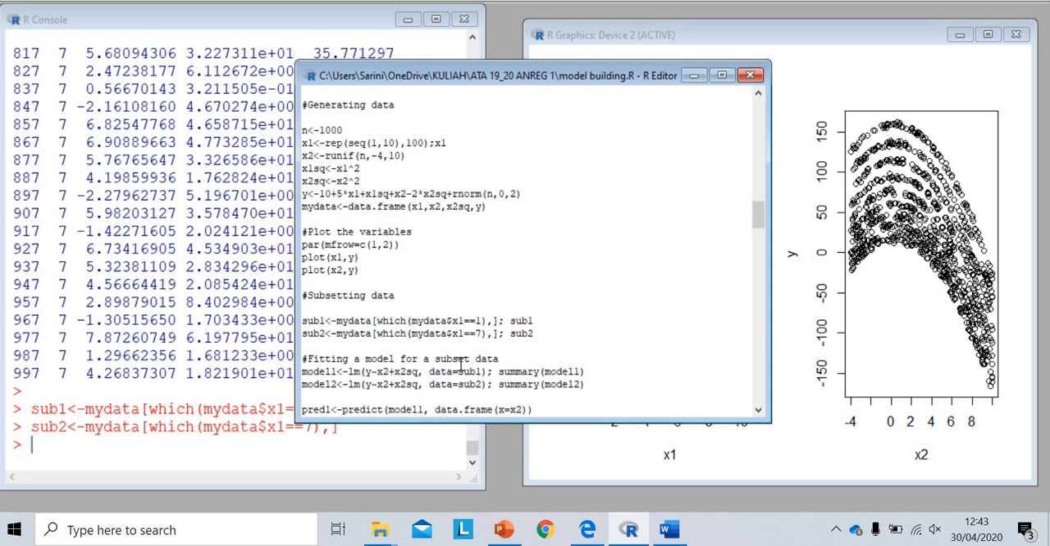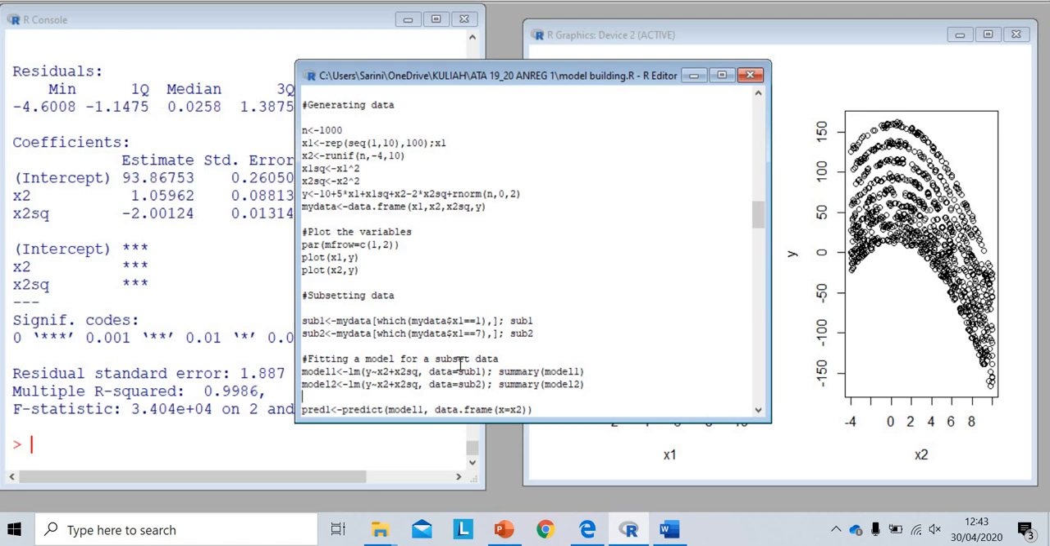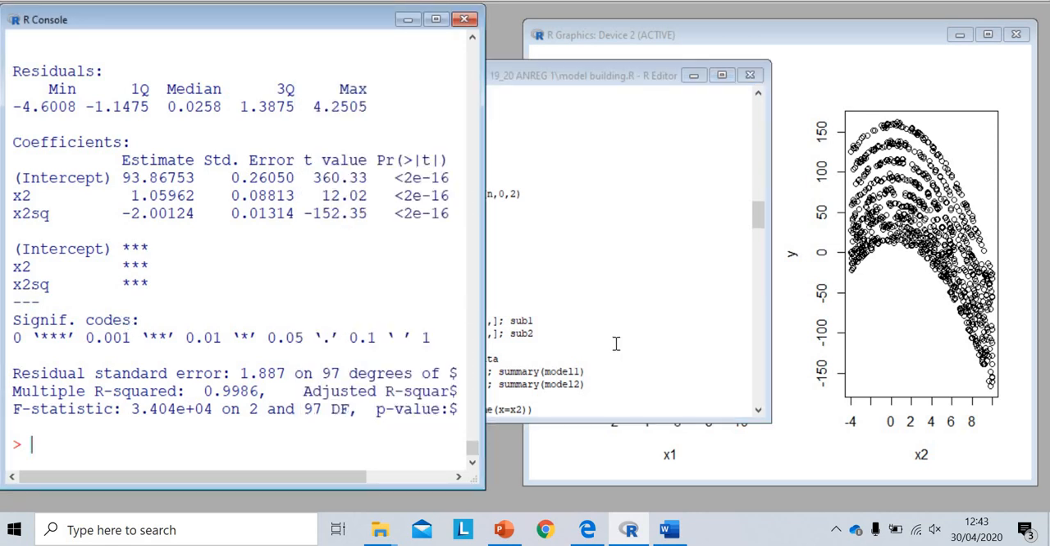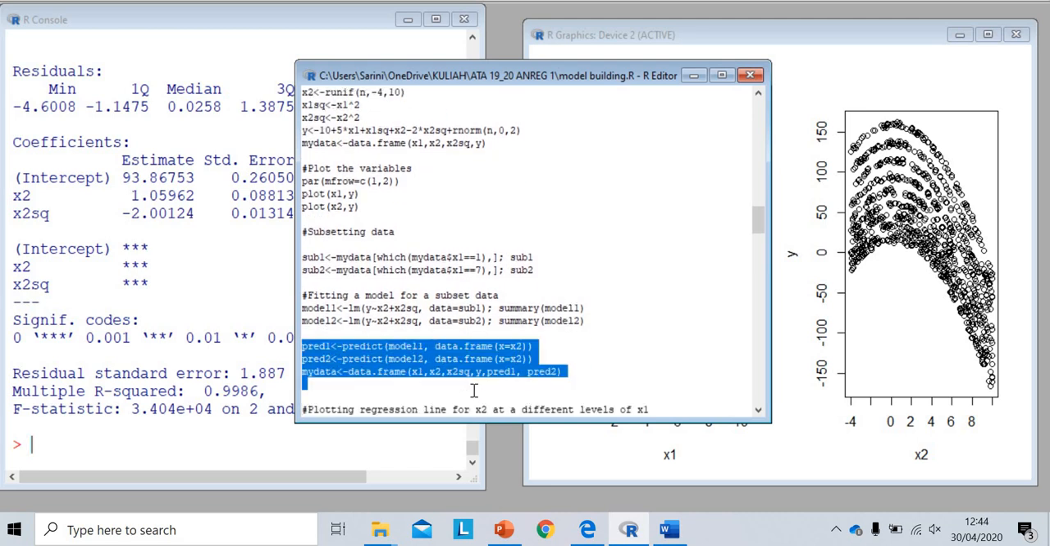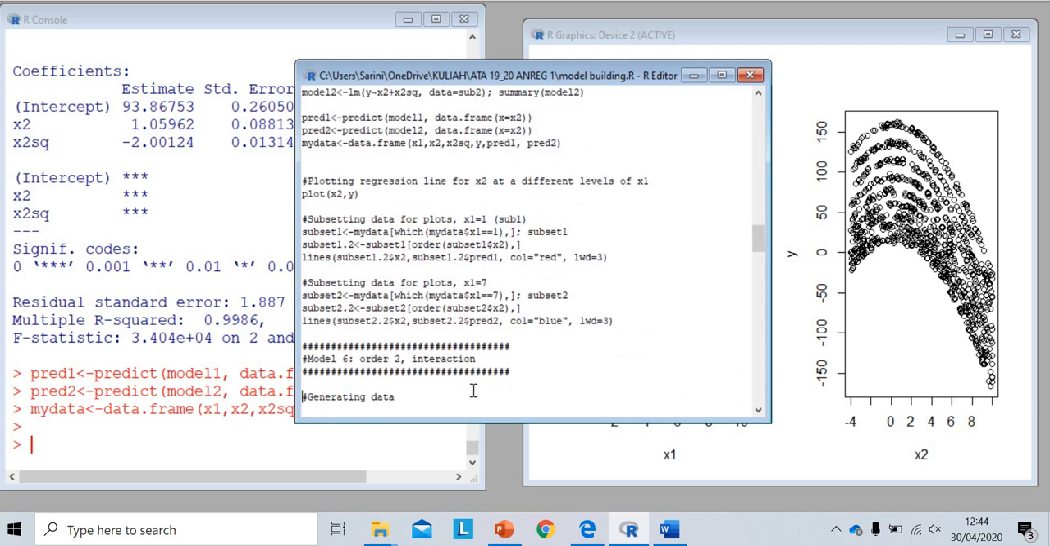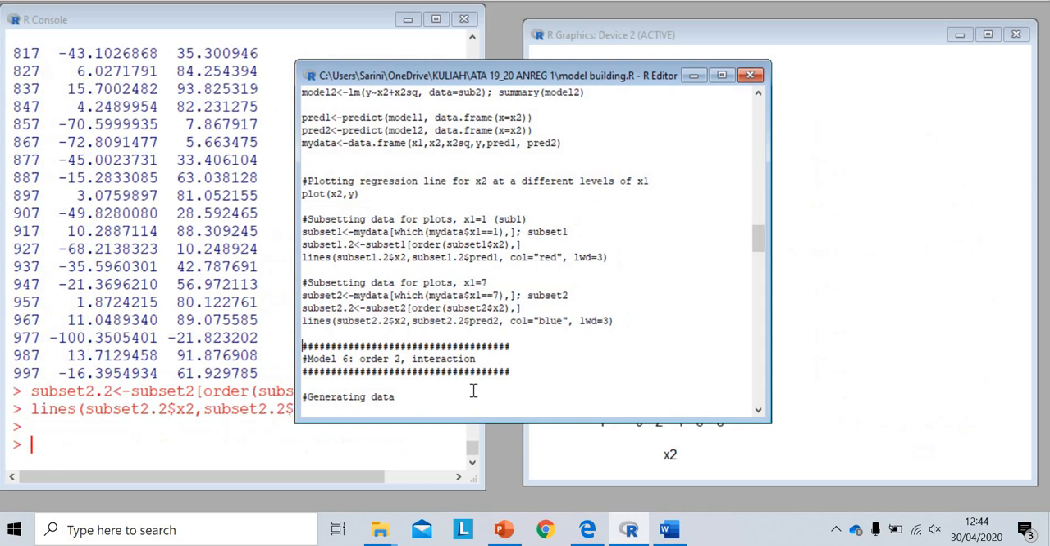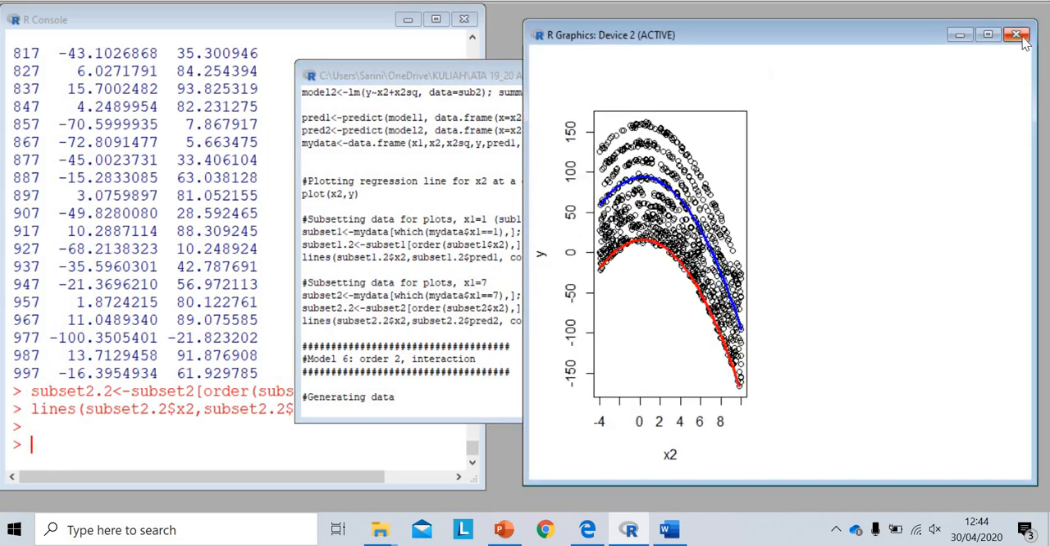Then for each of the subset data, I fit the model of y and x2, and because there is a clear indication of quadratic, I put x2 and x2 squared. So a quadratic term in here. Then let's do the plot for the different values of x1. For the data here, I'll just make it bigger.